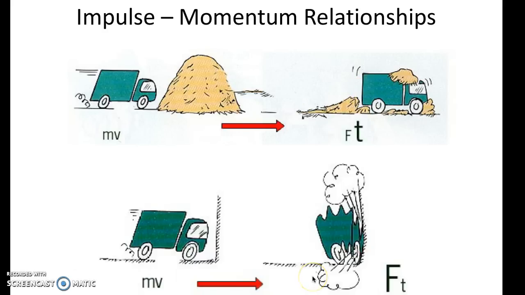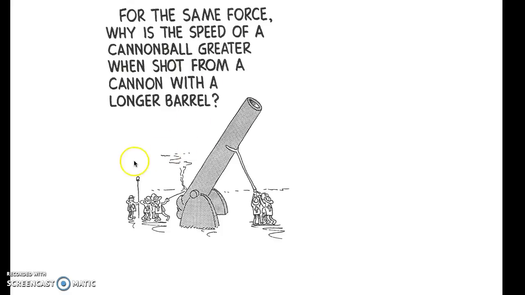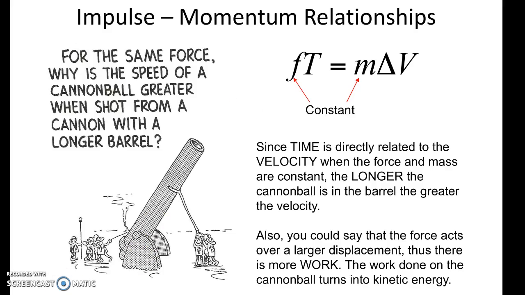The last one I want to look at, here we have a cannon being fired, okay? And so if the cannon exerts the same amount of force no matter what the length of the barrel is, if the barrel is longer, the cannonball will exit the cannon with a greater speed. And the reason why is that if the cannonball is in the barrel for longer, that means our amount of time is greater, which means a greater impulse, and so greater change in momentum and greater velocity.